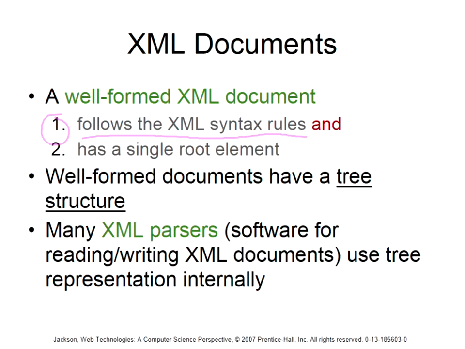Number 7, element and attribute names are case sensitive. And number 8, XML white space characters are space, carriage return, line feed, and tab.